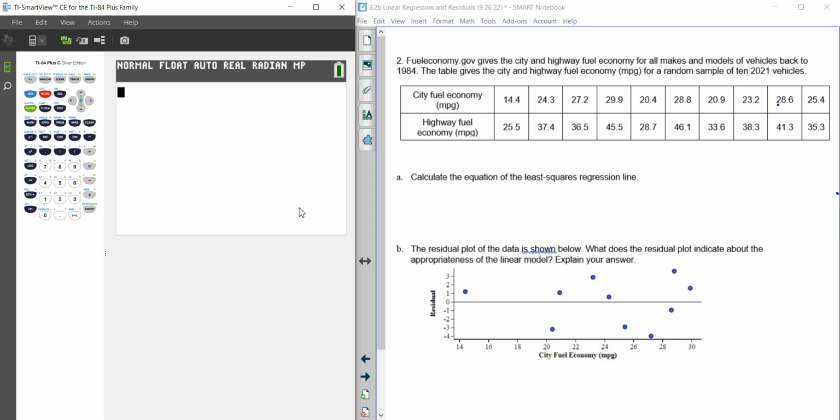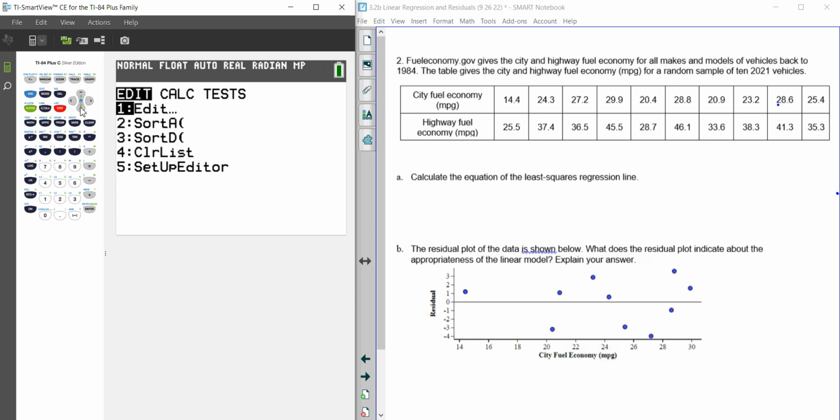So without further ado, the first thing is fuel economy. In 1984, the table of city and highway miles fuel economy for a range of vehicles, for 10 vehicles in 2021, is here. So city fuel economy in miles per gallon, highway fuel economy in miles per gallon, and we want to plot this data.